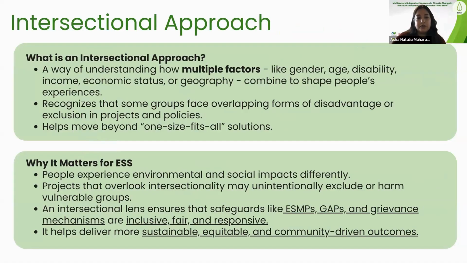So first and foremost, we really want to consider intersectional approaches when we're thinking about the ESS. And what does that mean? For those who haven't heard about an intersectional approach before, it's essentially a way of understanding how multiple factors can compound people's experiences and therefore contribute to what the risks might be and how they're exposed to a project or a situation. Those factors can be gender, age, disability, income and economic status, geography and location, and a combination of those things as well, right? That would shape people's experiences and their exposure to risks and hazards.